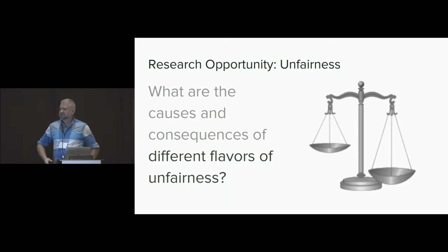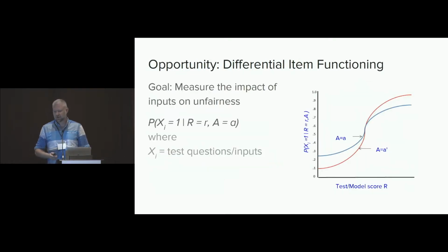One of these is, rather than looking at Platonic ideals of fairness, instead digging deeper into the possible causes and consequences of different flavors of unfairness. In particular, one method that's been used in the testing literature is digging into the unfairness of specific test questions, which in our case we can be looking at specific input variables, and they use an approach called differential item functioning to do this.